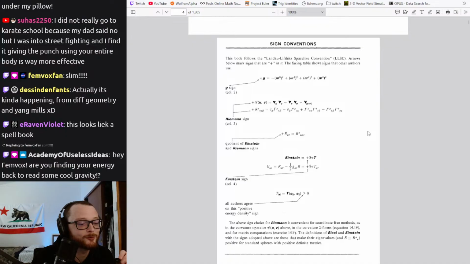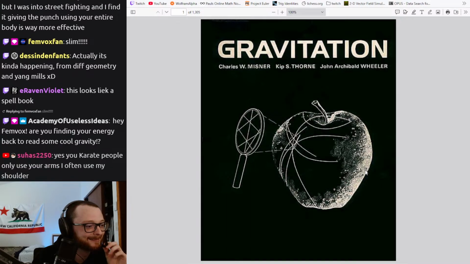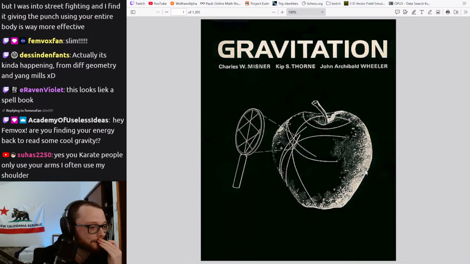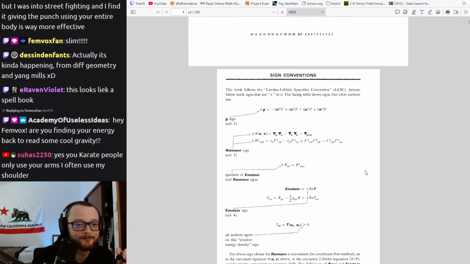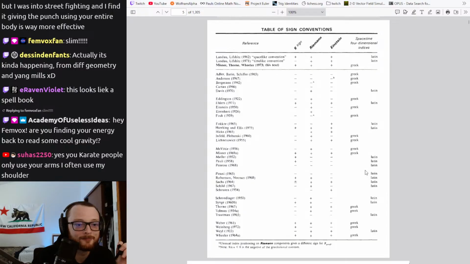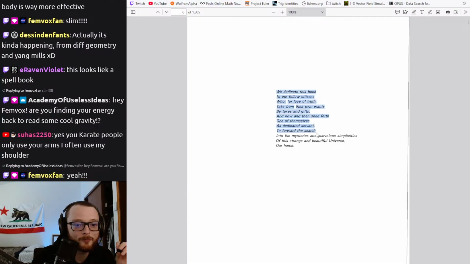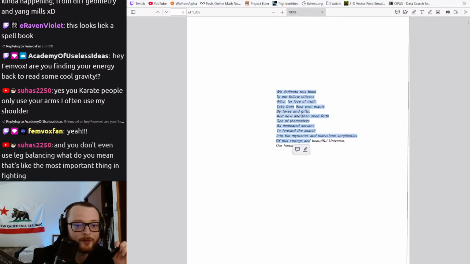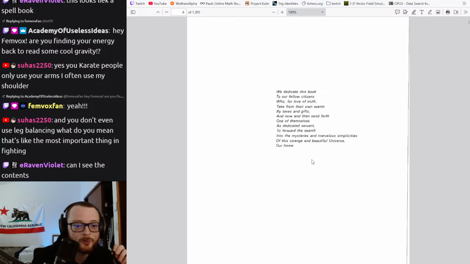From differential geometry and Yang Mills. Fair enough. Yeah, it's like a spell book. Oh, it does. The way the lines are broken up looks like a poem. We dedicate this book to our fellow citizens who, for love of truth, take from their own wants by taxes and gifts, and now then send forth one of themselves as dedicated servant to forward the search into the mysteries and marvelous simplicities of this strange, beautiful universe, our home.